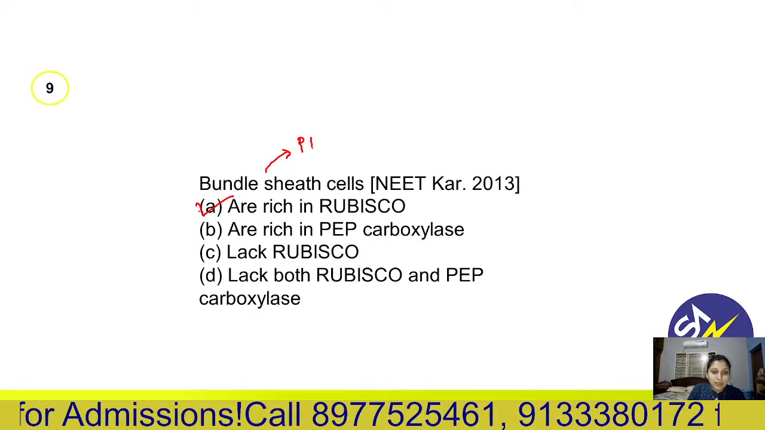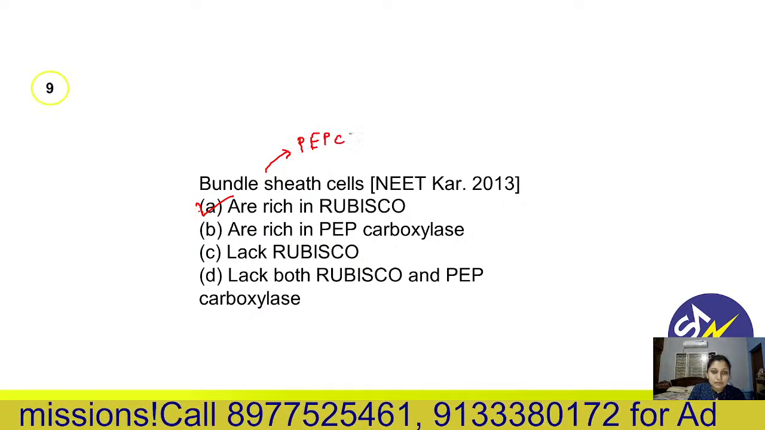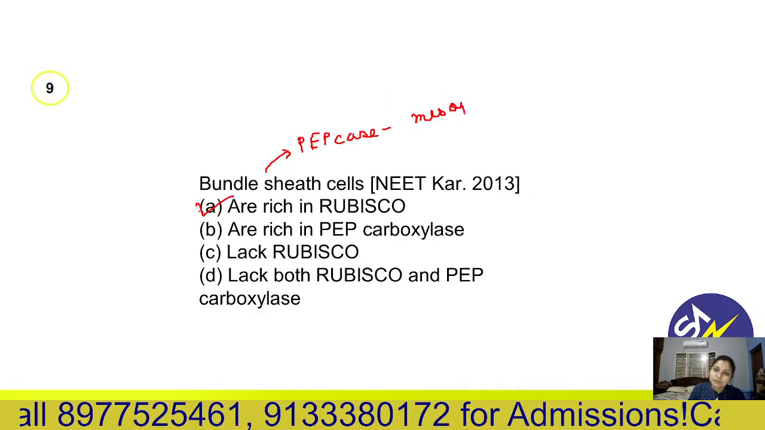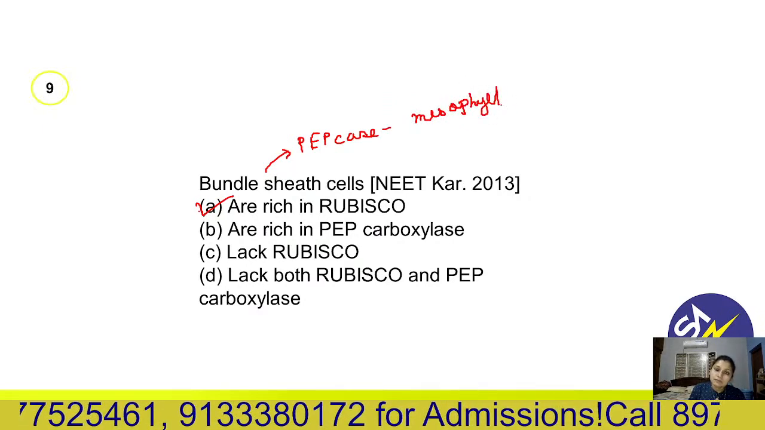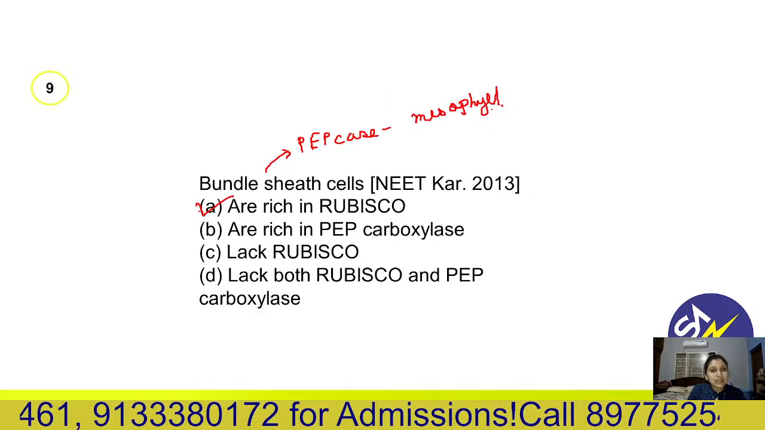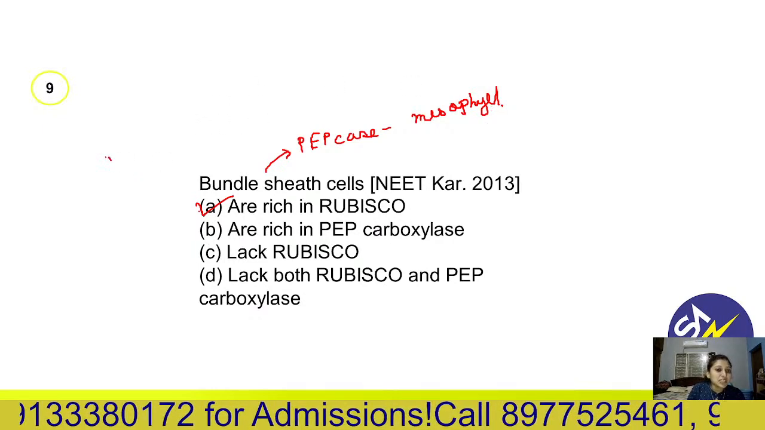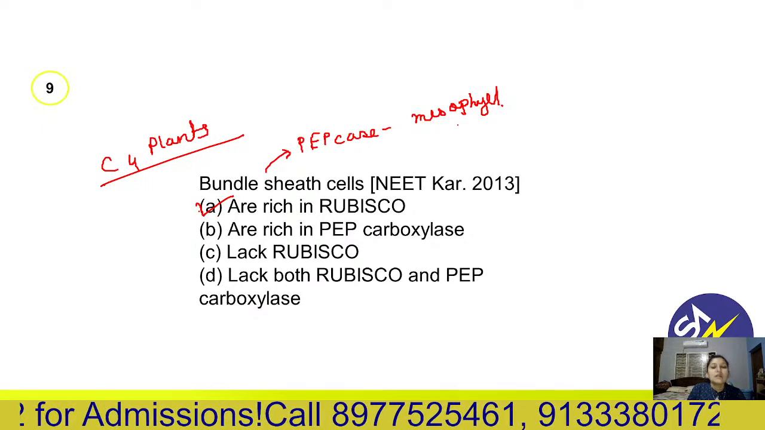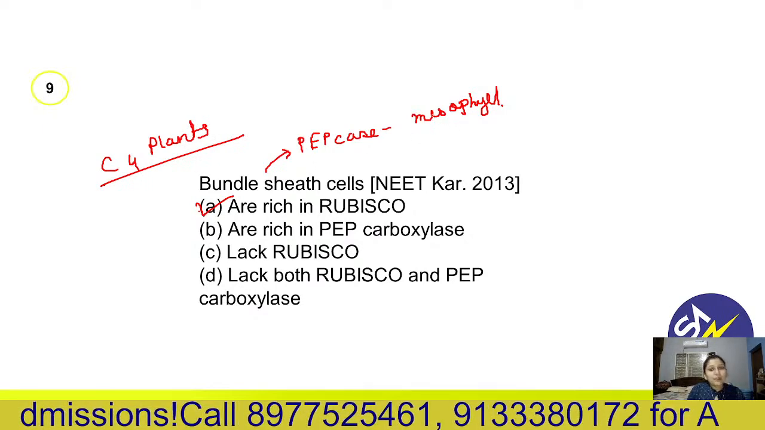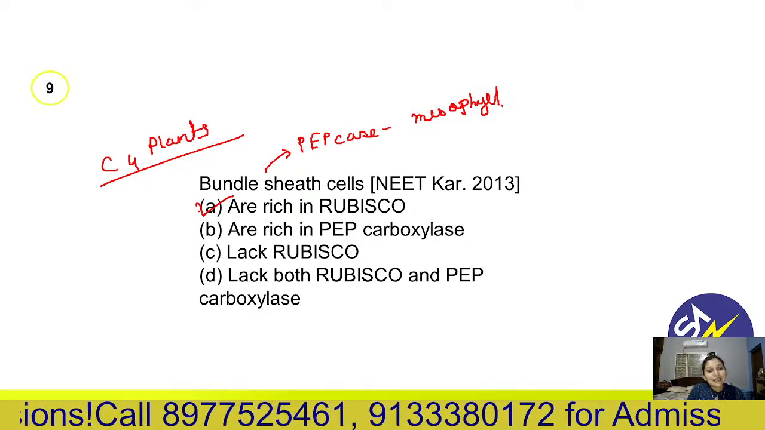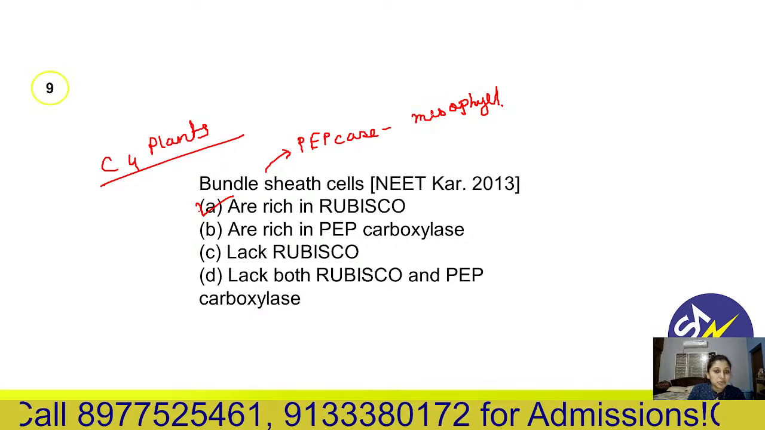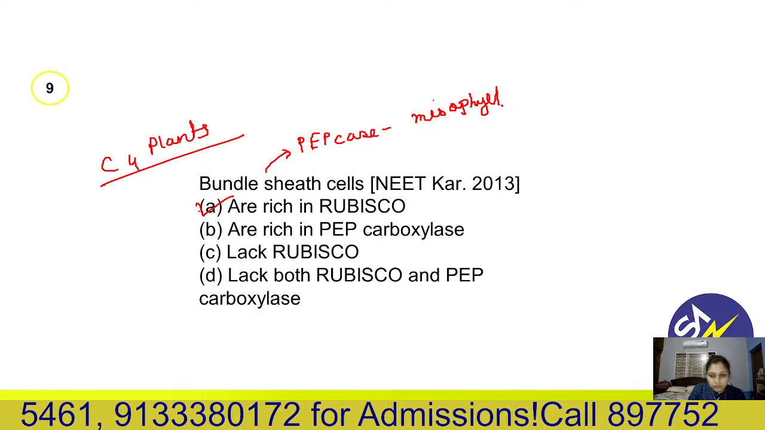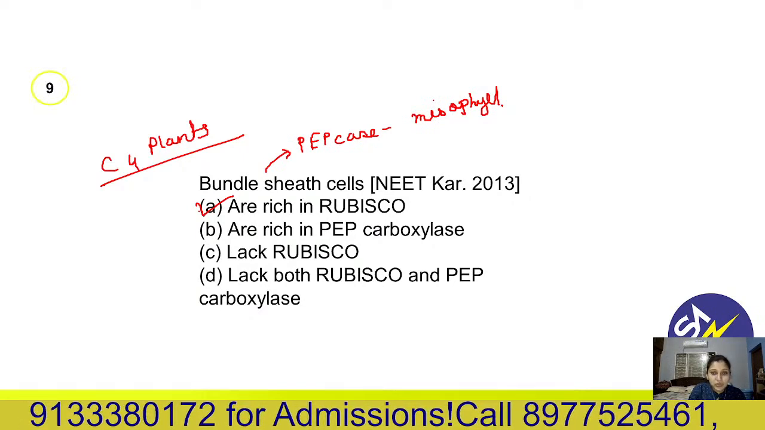So PPKs are present in mesophyll cells. But in C4 plants, mesophyll cells lack rubisco, so that's why bundle sheath cells are rich in rubisco there.